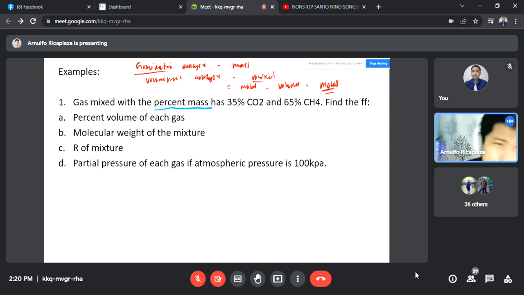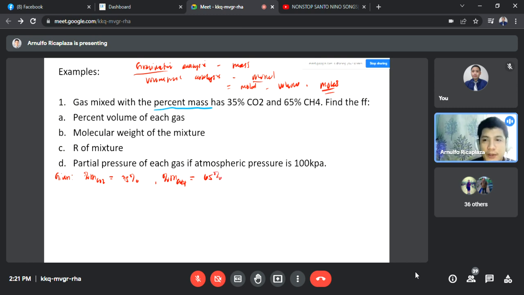Gas mixed with a percent mass has 35% of CO2 and 65% of CH4. Find the following. Letter A, find the percent volume of each gas. For letter B, we have the molecular weight of the mixture. Letter C is the R of the mixture. And letter D is the partial pressure of each gas if the atmospheric pressure is 100 kPa. So let's solve first. We have the given: the percent mass of the CO2 is equal to 35%, and the percent mass of CH4 is equal to 65%.